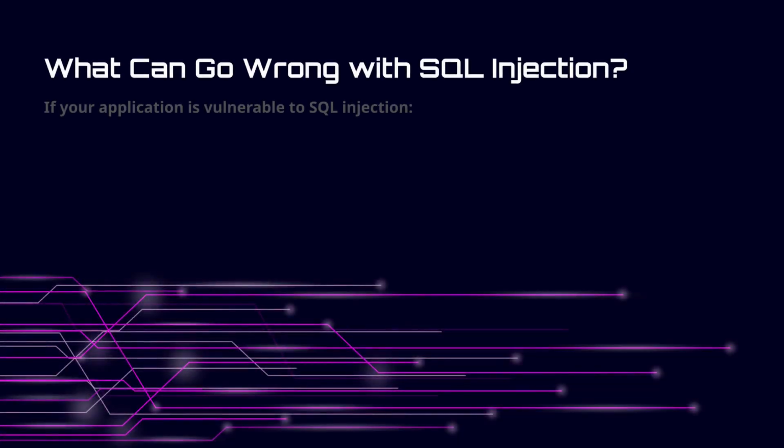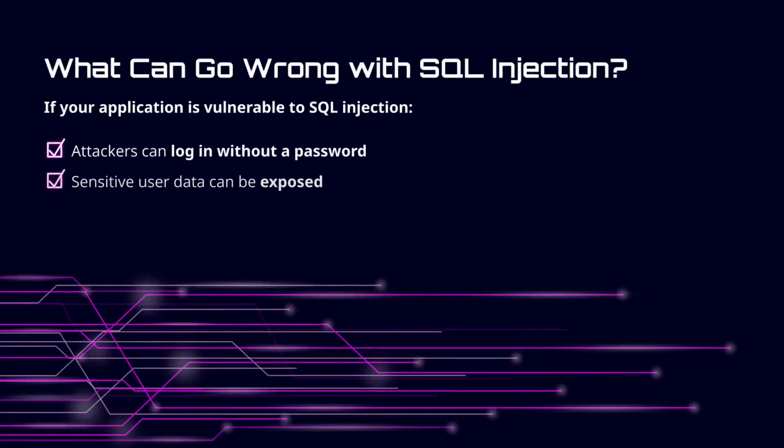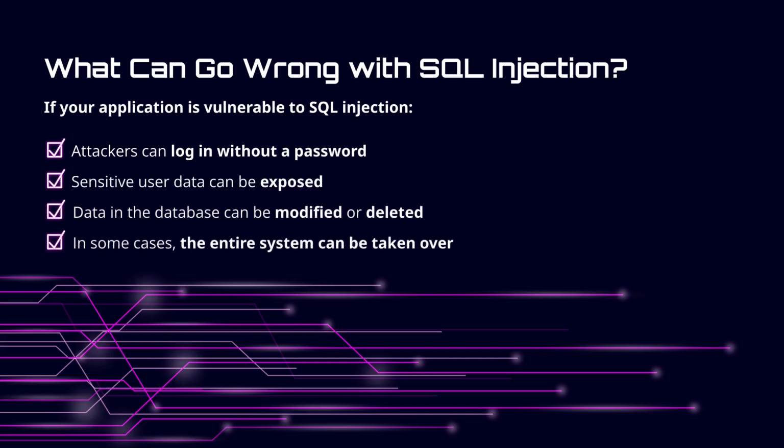If your application is vulnerable to SQL injection, the consequences can be serious. Attackers can log in without a password, gaining unauthorized access to your system. They can steal sensitive user data, including names, emails, and password hashes. They may also modify or delete data in your database, changing prices, deleting accounts, or planting fake records. And in advanced cases, SQL injection can be used to take control of the entire server, leading to full system compromise. These risks are why SQL injection has consistently ranked among the most dangerous vulnerabilities on the web.